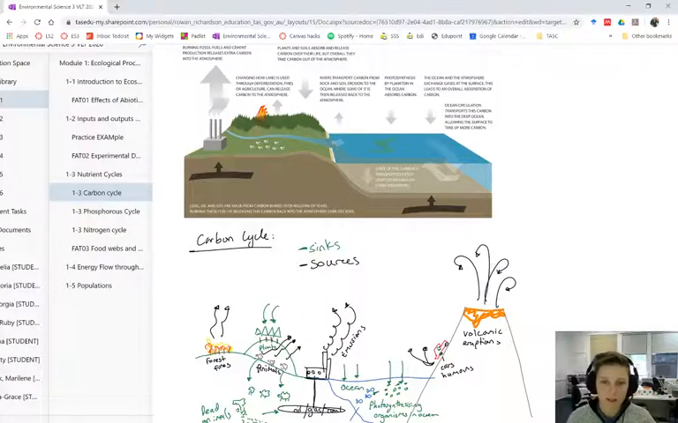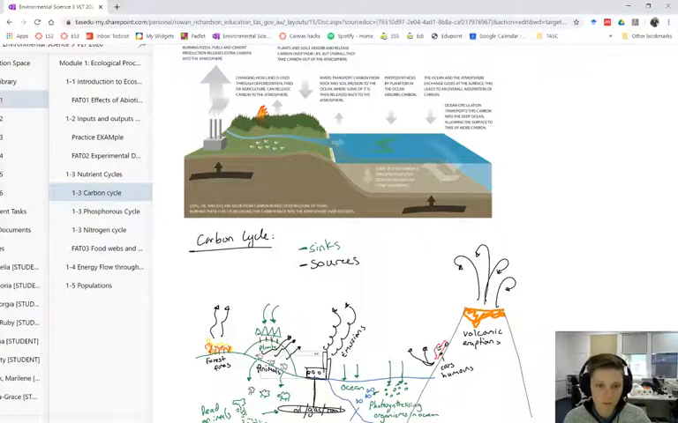And I've labelled my sinks, which are the things that take carbon from the atmosphere, as in they absorb carbon from the atmosphere. I've labelled my sinks as plants. I've also labelled it as dead animals. Okay, so don't be confused by the living sheep and the dead sheep. The dead sheep are down here, they're dead animals, they're sinks.